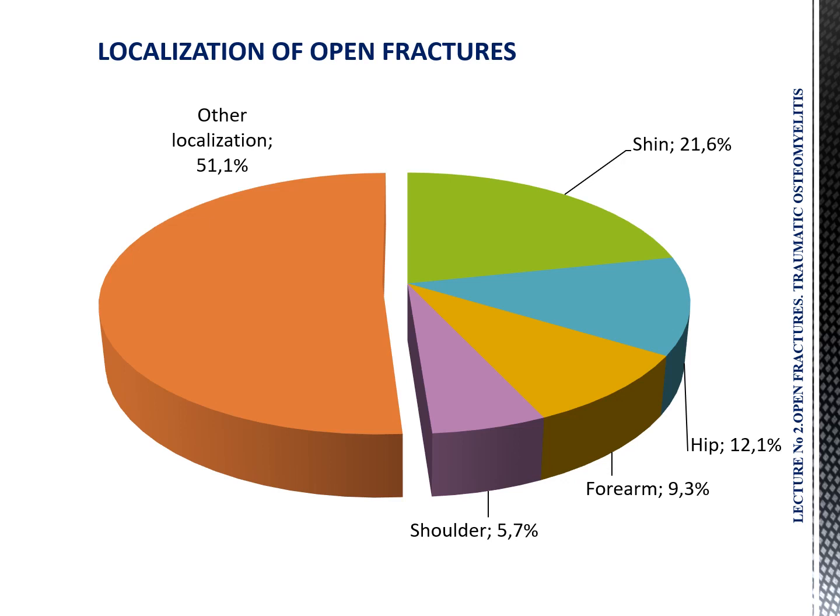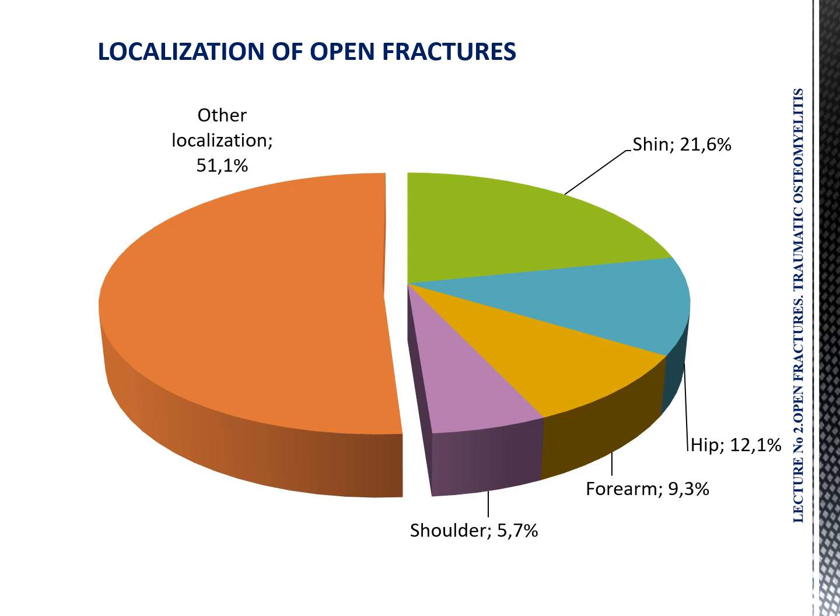According to the localization of the injury, one of the most frequent localizations is the shin. 21% of all open fractures occur on the lower leg, and most often this is a road accident or a fall from a height. A little less than 12% accounts for fractures of the hip, 9% on the forearm and shoulder. And 51% is a different localization.